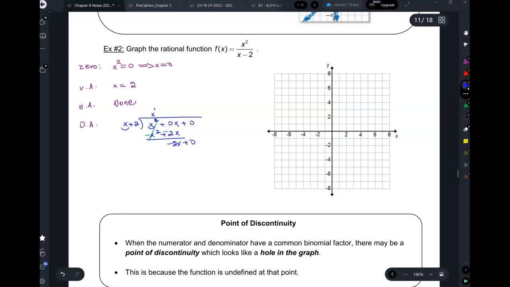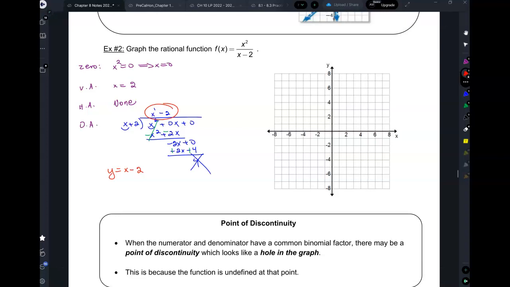Now what do we get on top? Negative 2. Negative 2x minus 4. Change the signs. And we get a remainder of 4. You literally throw away the remainder of 4. We don't care about the remainder. What you get here is your oblique asymptote y equals x minus 2. Okay? So let's graph all these things.